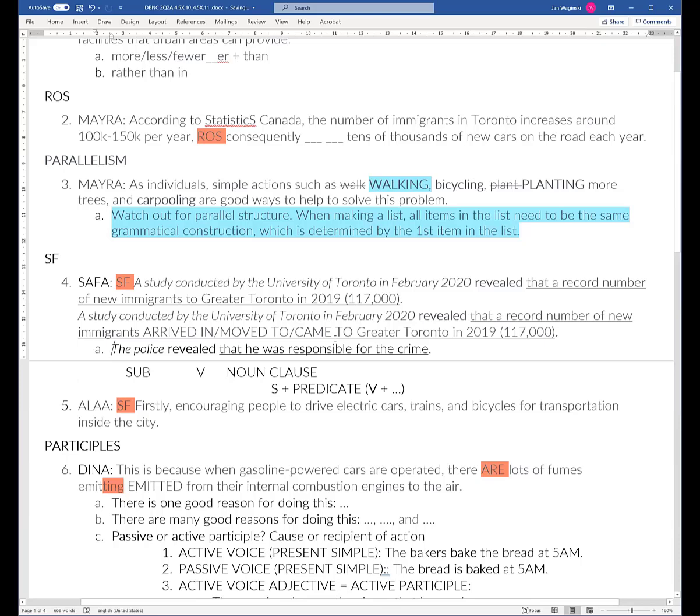Okay. So if you've got this noun clause, it has to be a clause. It has to start with that. Then the rest of it is going to be a sentence on its own. He was responsible for a crime. That he was responsible for the crime.